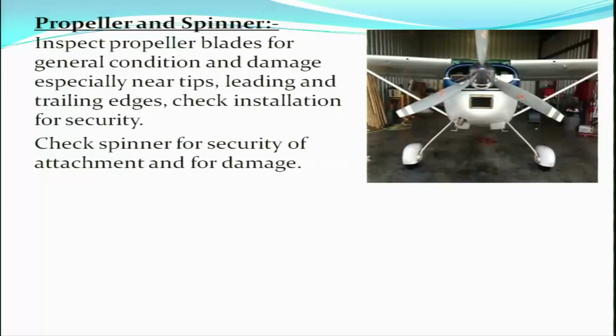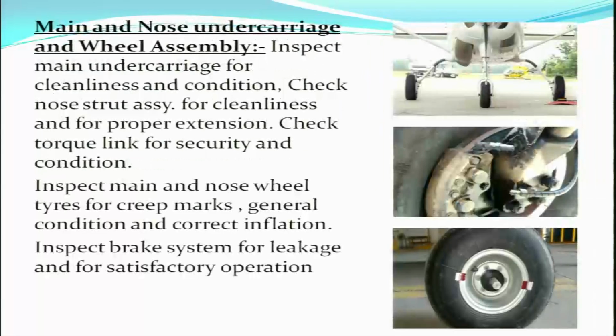In the figure you can see the propeller and the spinner. The spinner is to be inspected for any damage and security of attachment. The propeller blades are inspected on the tips, the leading and trailing edges for any damage, and the propeller mountings are checked for security. Coming to the landing gear, the main and nose landing gear and the wheel assemblies.